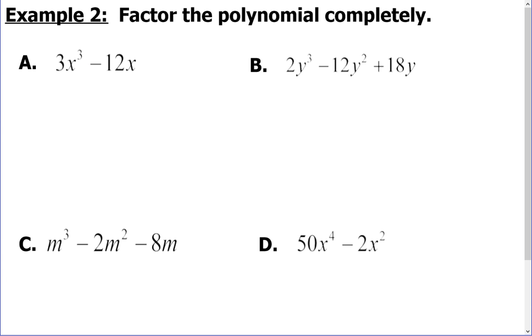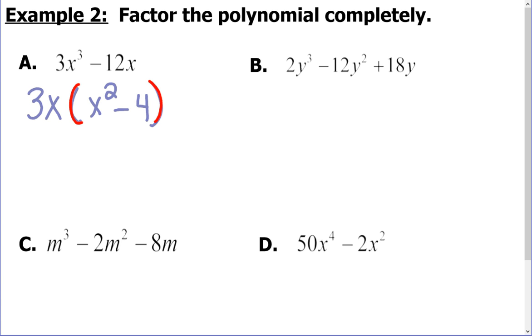So again, first step, you always want to check for a GCF first. So my GCF here is 3x. Notice that it's a number and a variable. So we're left with x squared minus 4. And then you have to check what's left over. You have to check if you can factor that.